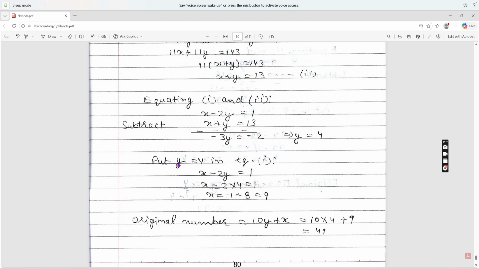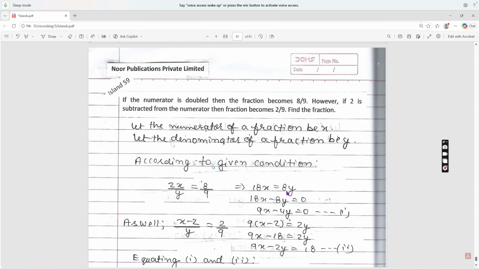Now we are going to put y is equal to 4 in equation 1. x minus 2y is equal to 1. It means x minus 2 into 4 is equal to 1. So x minus 8 is equal to 1. So x is equal to 1 plus 8, that is equal to 9. So the original number would be 10y plus x, which is equal to 10 into 4 plus 9, because x is equal to 9 and y is equal to 4. The number would be 40 plus 9, that is 49.